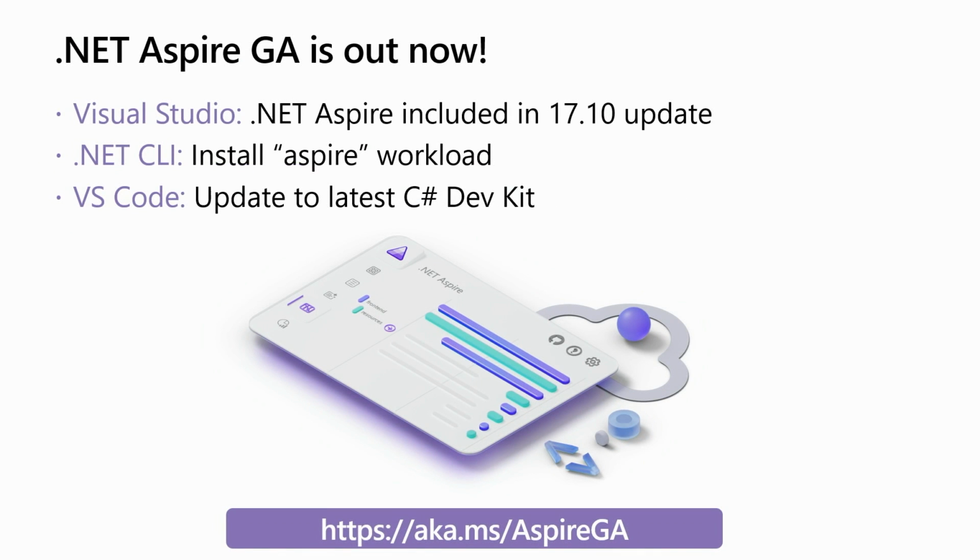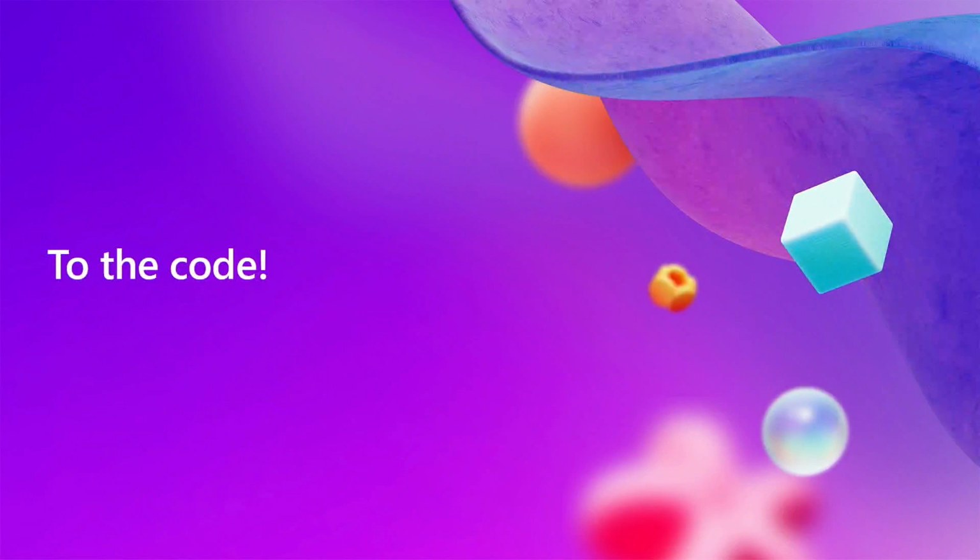As I said, it is available now. If you haven't already, you can update Visual Studio. If you're a Visual Studio user, update to 17.10, and Aspire is included in the box, everything you need. If you're a .NET CLI user, you can go to the command line and type dotnet workload install aspire, and you can get the Aspire bits that way. And if you're a VS Code user, you'll need to do the .NET CLI thing, but you also want to make sure you update to C# Dev Kit to get the Aspire support. All this detail is available via that link. Follow that to the docs, and you can get yourself going.